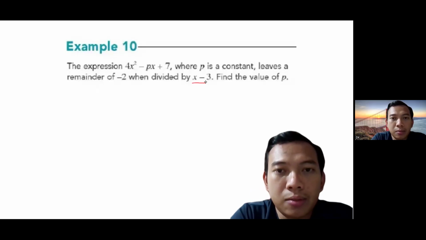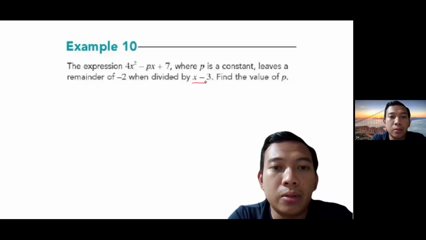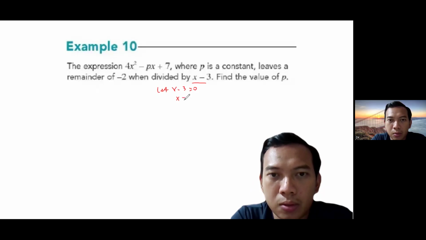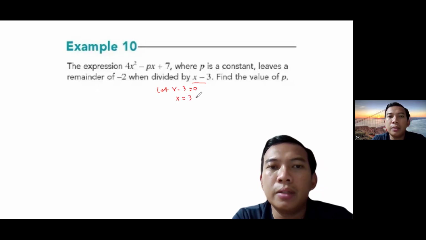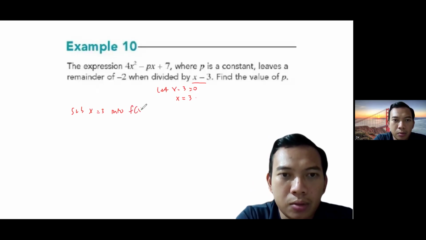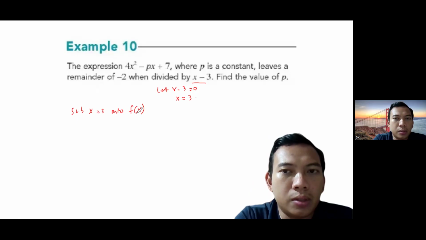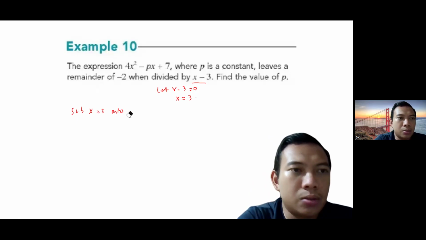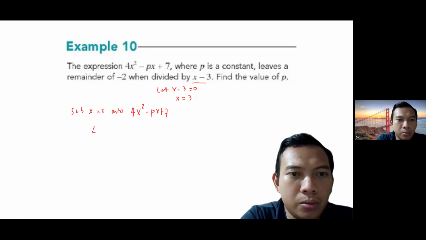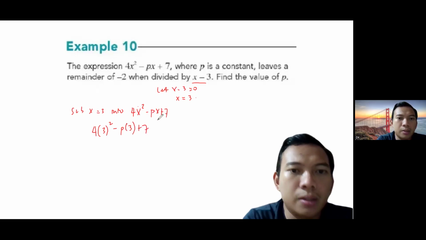So using this one, x minus 3. Let's solve this. x minus 3 equals 0, so x equals 3. As we all know, substitute x equals 3 into f(x), or into the expression. Let's write down the whole thing. We know it's 4 times 3 squared minus p times 3 plus 7.